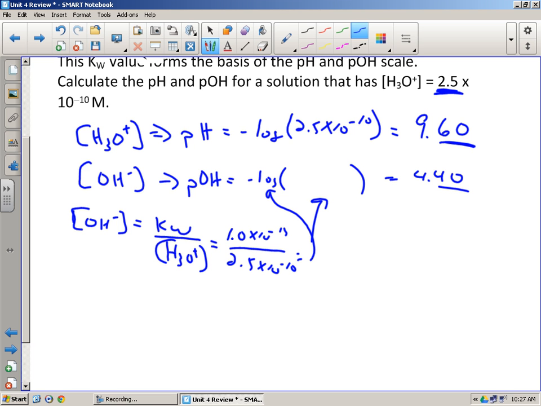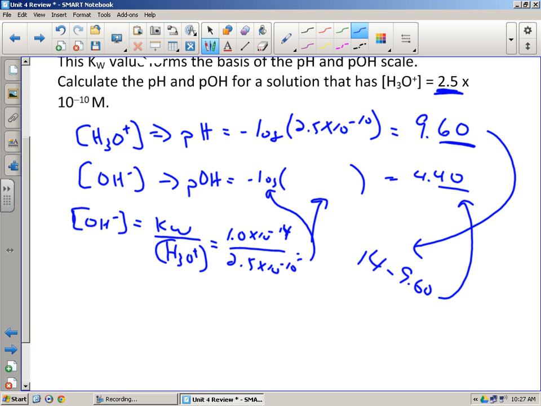2 significant digits again. The easier way to do that, of course, once you know pH, is 14 minus 9.60, which gives you 4.40. That's the easier way to do that, obviously. But if you know the hydronium ion concentration, you know the hydroxide ion concentration, 1 times 10 to the negative 14 is what this says right here.